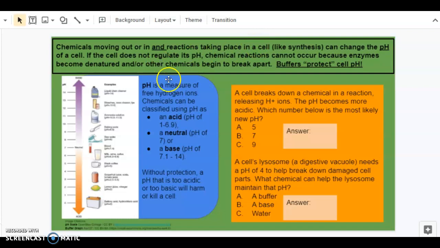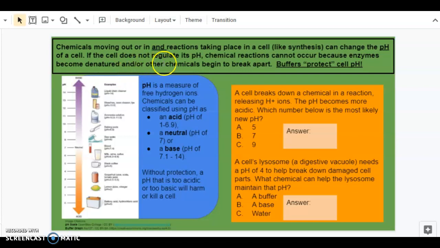But what is pH? pH is a measure of free hydrogen ions. And chemicals can be classified into three groups of pH: acids, neutrals, or bases. The pH scale runs from 0 to 14. And typically we talk about 1 to 14, but you can see it does go down to 0 here. An acid is anything below 7, and a base is anything above 7. The lower it gets on the scale, the more acidic it is. The higher it gets on the scale, the less acidic it is, but the more basic it becomes.